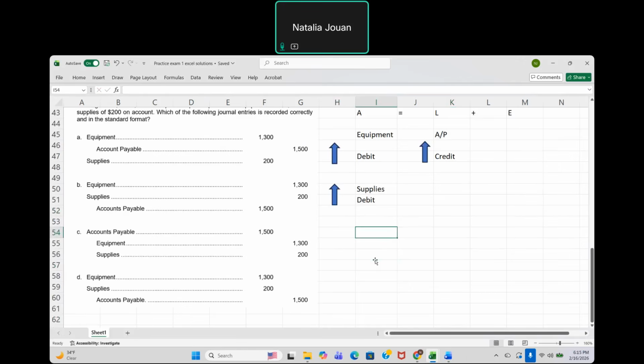So that gives away the entry. We have the two debits, which are the left side. This column right here is your debits, and this column right here is your credit. Left side debit, right side credit. So we have two debits and one credit. We know that equipment and supplies must be debited. B and D have equipment and supplies. But what's going on with B? We are actually crediting them instead of debiting. So the right entry is D. All right, D.